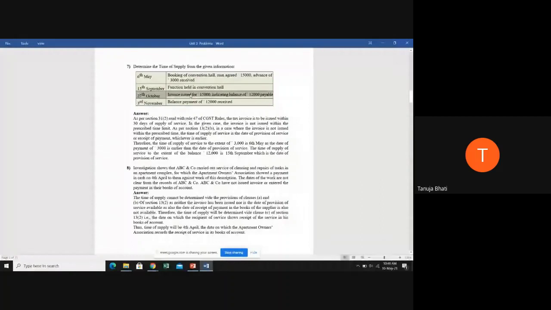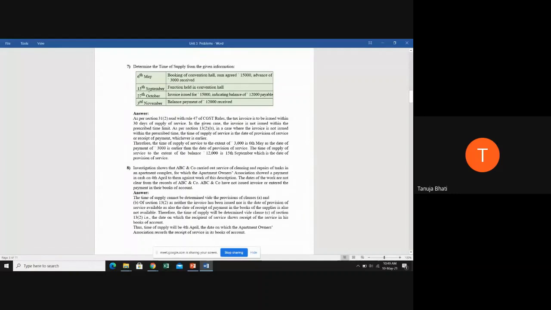Now, what is the prescribed time? The prescribed time is 30 days from the date of provision of service within which the invoice had to be issued. Now, when is the service provided? Service is provided on 15th September. So the invoice ought to have been issued, as per section 31, within 30 days from the supply of service or provision of service.